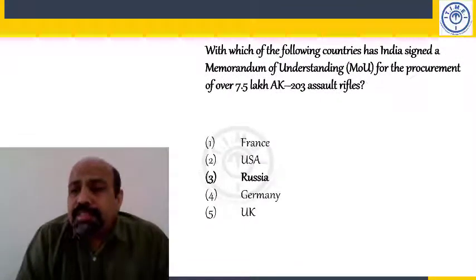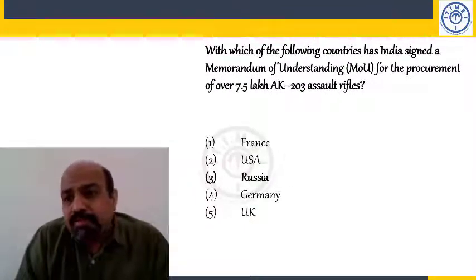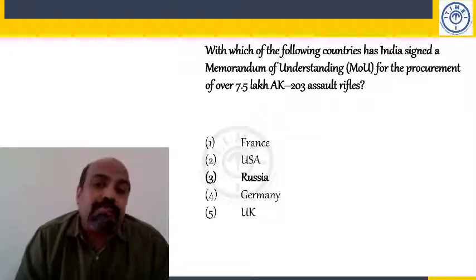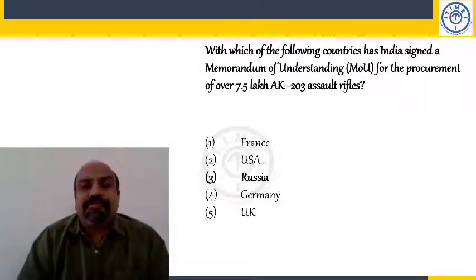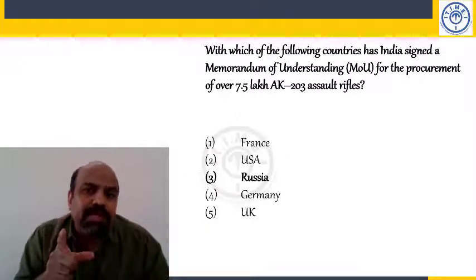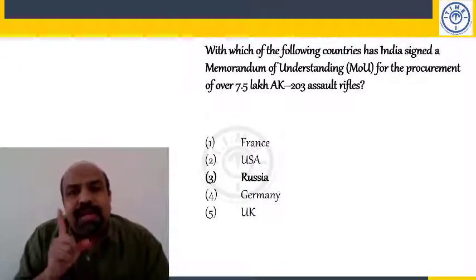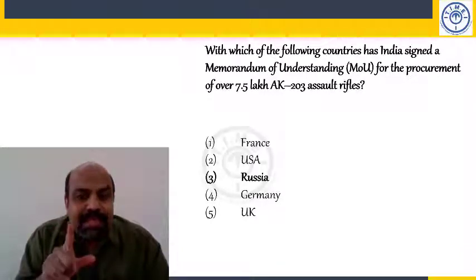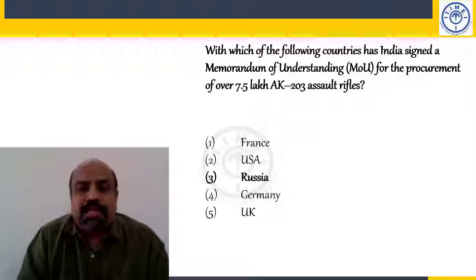With which of the following countries has India signed a memorandum of understanding for the procurement of over 7.5 lakh AK? AK is Avtomat Kalashnikova, or automatic Kalashnikov. AK-47. It was invented by a man called Mikhail Kalashnikov. AK is automatic. A for automatic, K for Kalashnikov.